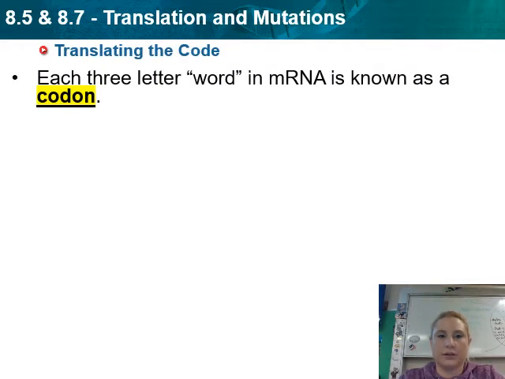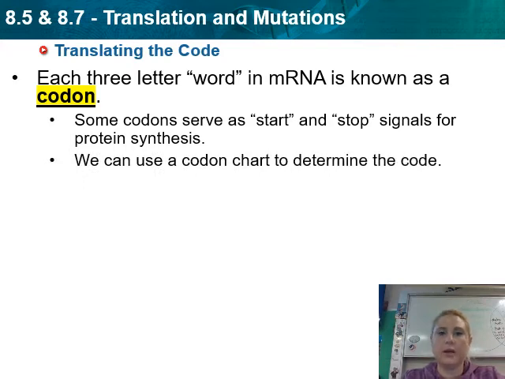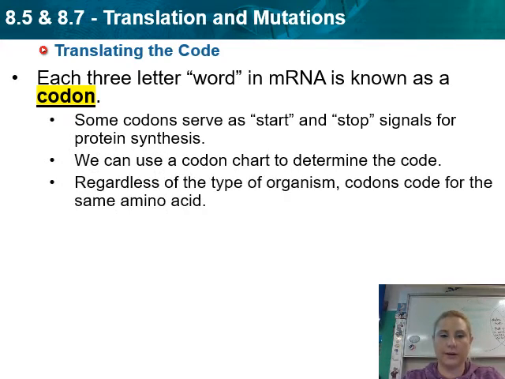So translating the code. Each 3-letter word in mRNA is known as a codon. And some codons serve as start and stop signals for protein synthesis, or making a protein. So some of them say start, so start building protein. When it's long enough, it hits a point where it says stop, so we know the protein is complete. And we can use the codon chart to determine the code, which we'll show you a little bit later.